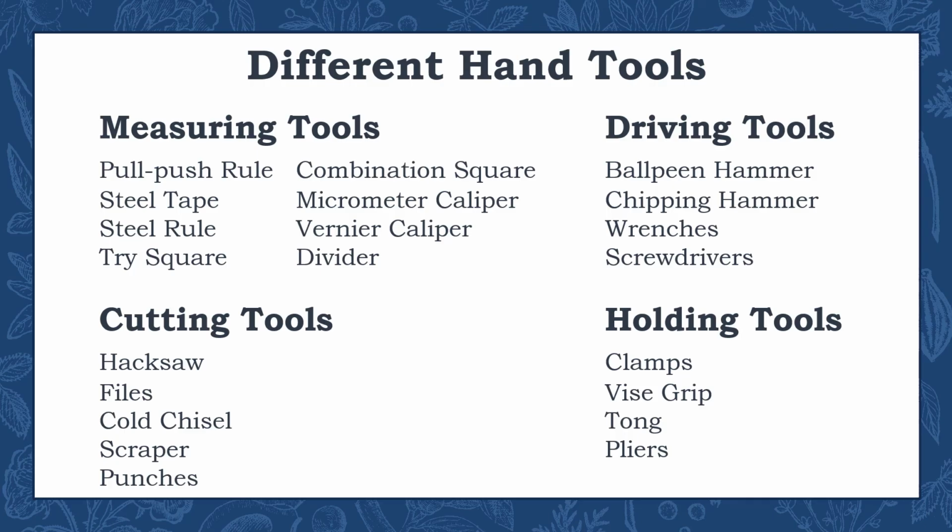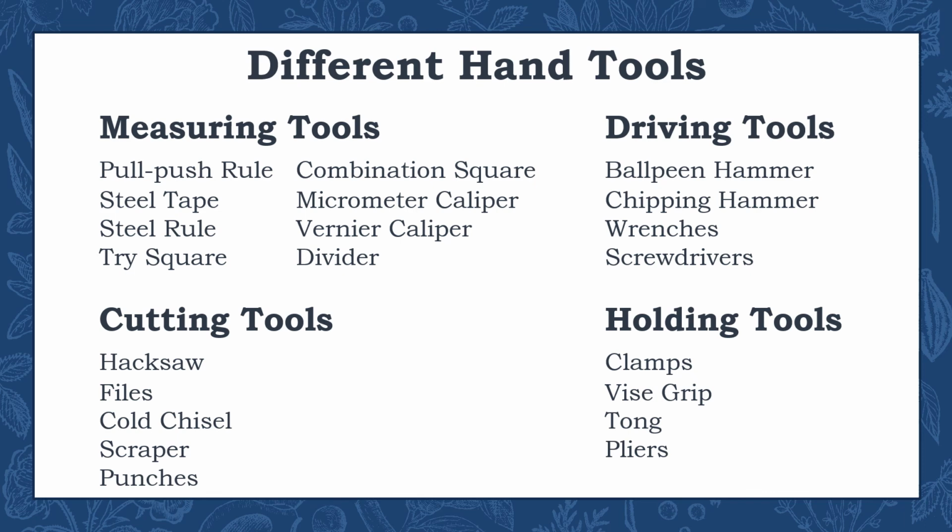Now for the driving tools, we have the ball-peen hammer, chipping hammer, and the wrenches like adjustable wrench, oxyacetylene wrench, open-ended wrench, closed-end wrench, and the socket wrench. Another driving tool is the screwdrivers, which is an example of flat screwdriver, Phillips screwdriver, and the helical ratchet screwdriver.